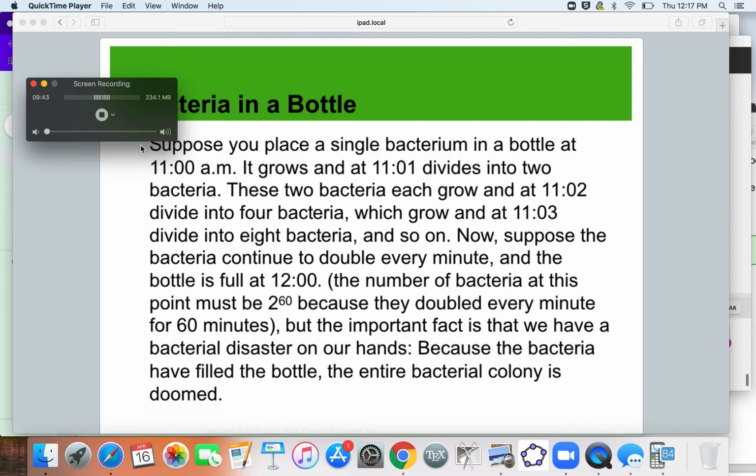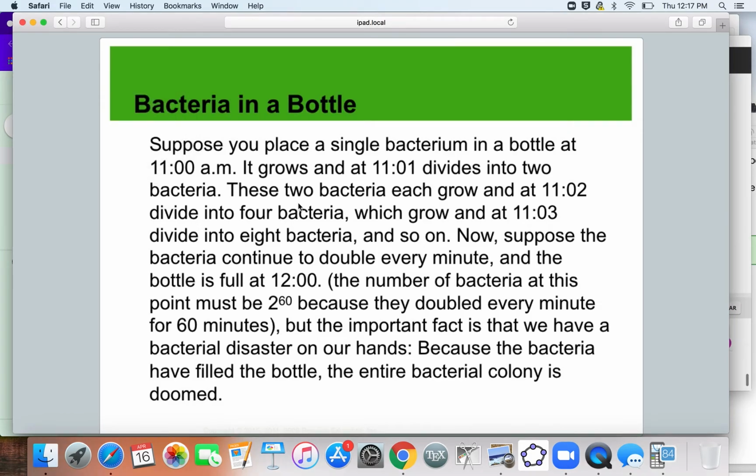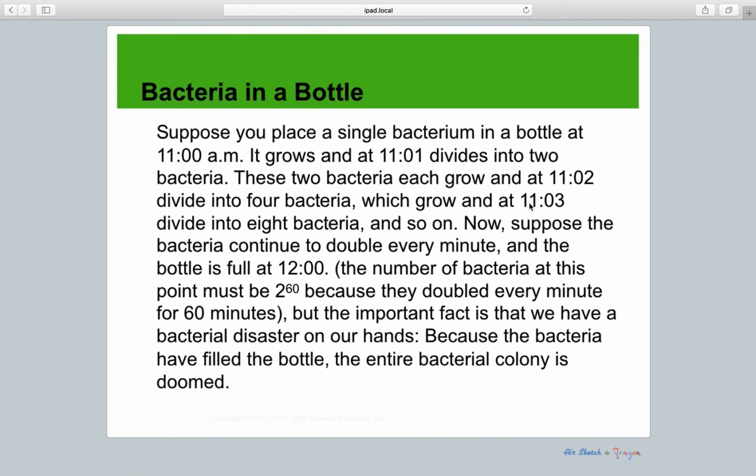Okay, so this is the way the parable of the bacteria in the bottle goes. So suppose you place a single bacterium in a bottle at 11 a.m. and it grows, and at 11:01 it divides into 2 bacteria, so it's doubled its population. These 2 bacteria each grow, and at 11:02, they divide into 4 bacteria, which grow, and at 11:03, divide into 8 bacteria, and so on.